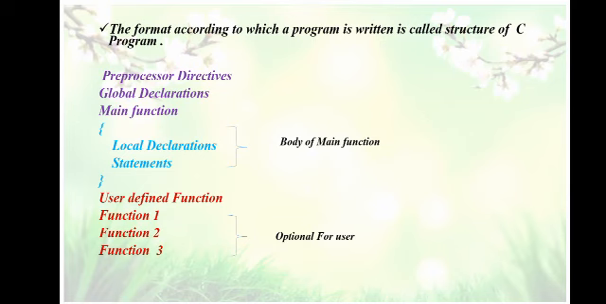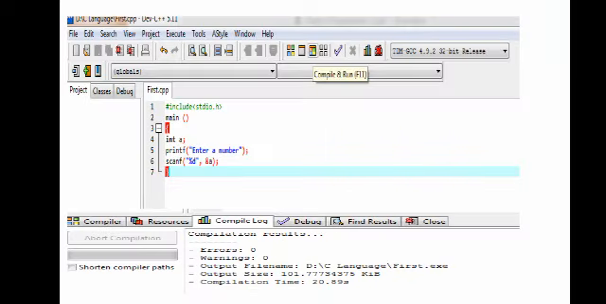What is a preprocessor directive? Preprocessor directives are the header files. What is a global declaration? Global declarations are the values that are constants. We have to declare them before the main function. Local declarations are the variables that can be changed, whose values can vary. Statements: after writing the variables, we have to write the set of statements, and we will discuss it in the next slides. Now this is the format of a C program.